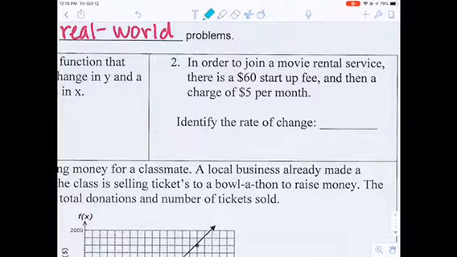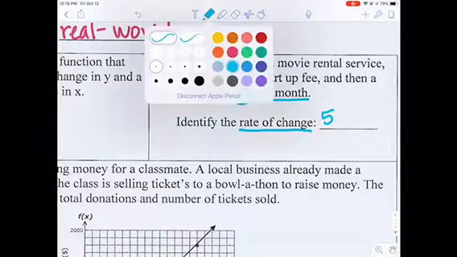Problem 2 says that in order to join a movie rental service, there's a $60 startup fee and then a charge of $5 per month. They asked me to identify the rate of change, so this is more of a real-world problem. My rate of change is my slope, or my per month charge. So this is going to be 5, because 5 is my per month charge.